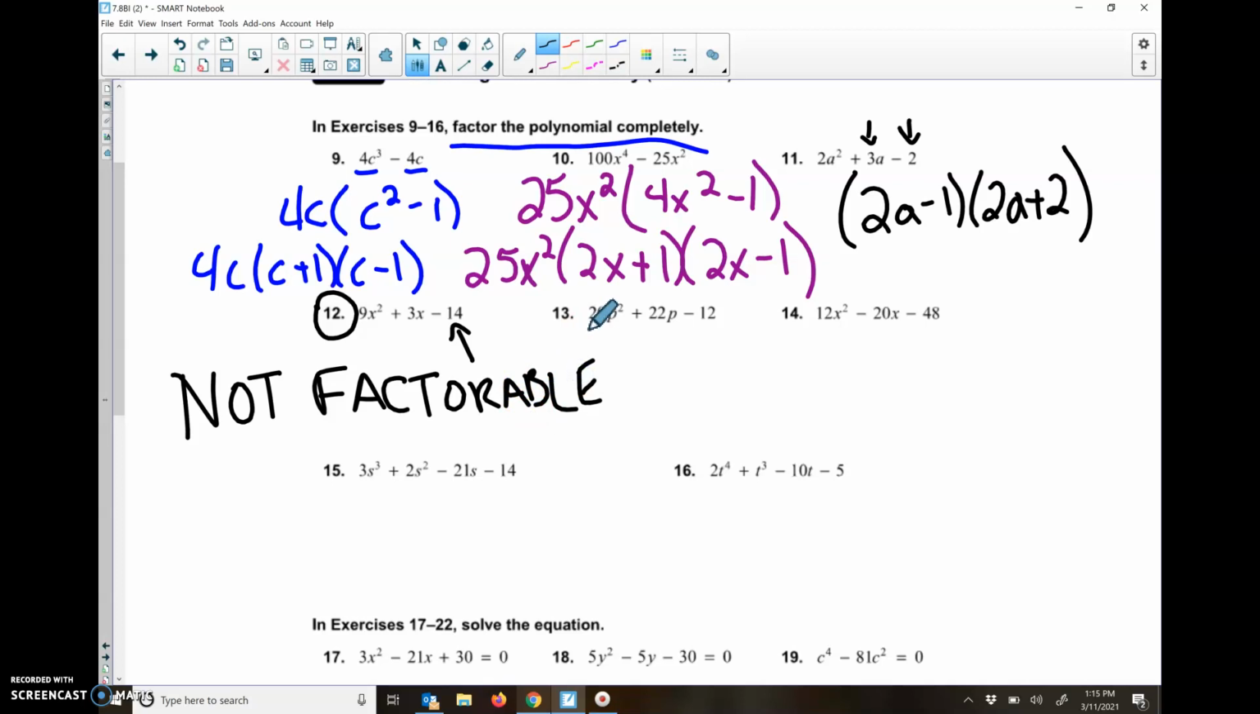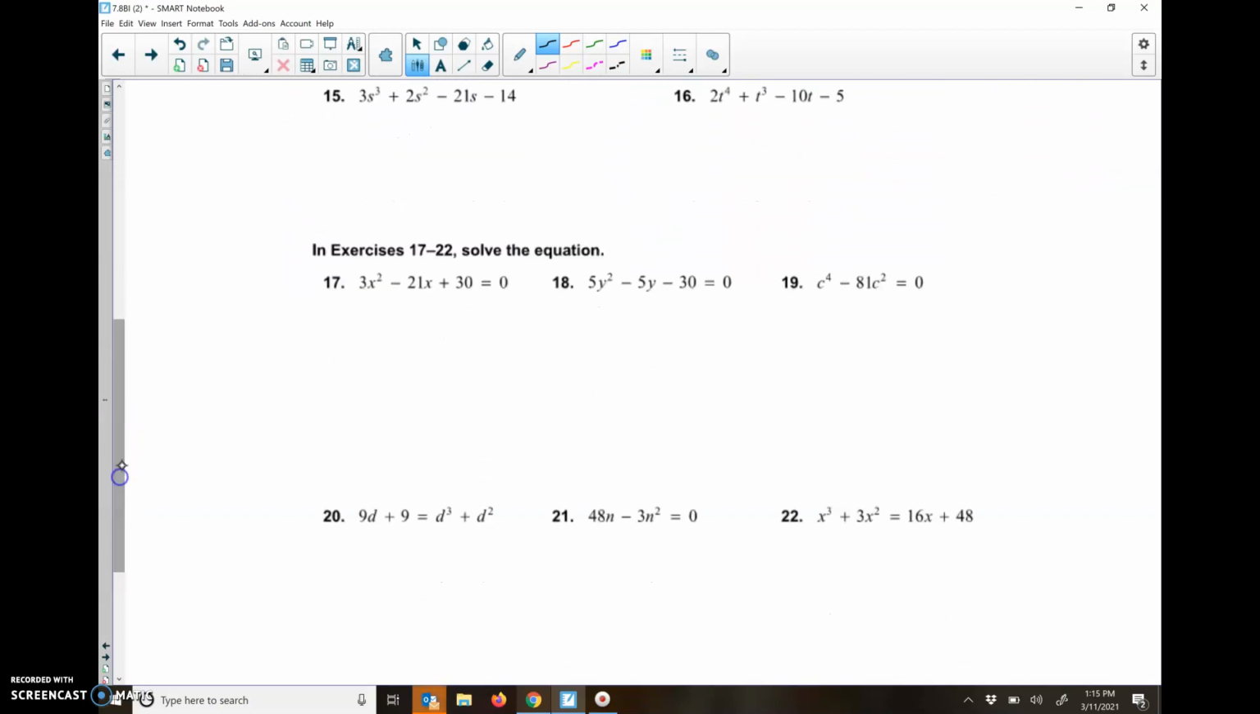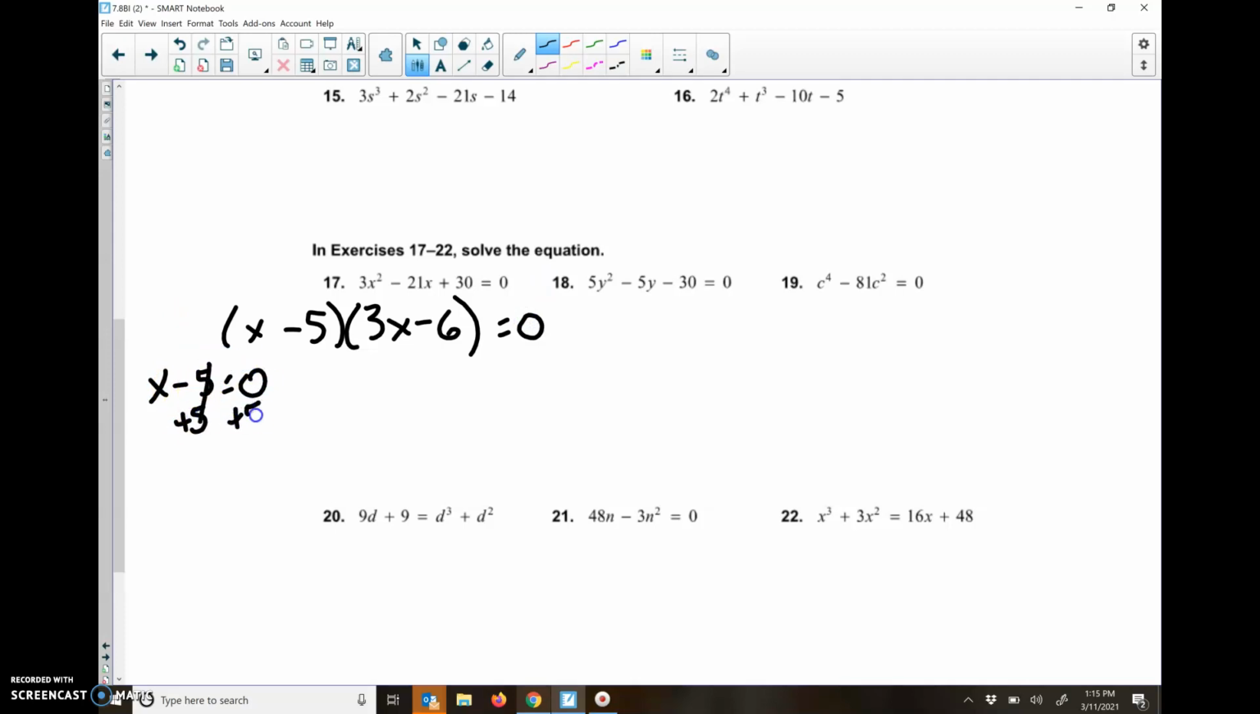Okay, and then let's look at some of these bottom ones here. So this one, kind of the same thing as what we did up top, except now they want you to solve completely. Okay, so same thing of what we've been doing. So I'm going to factor out x minus 5 and 3x minus 6. So x times 3x gives me 3x squared. Negative 5 times negative 6 gives me 30. And then we can factor it out, except see how they say equals 0. So I'm going to set each part equal to 0, just like we've done a couple times before in this chapter. So add 5 to each side.